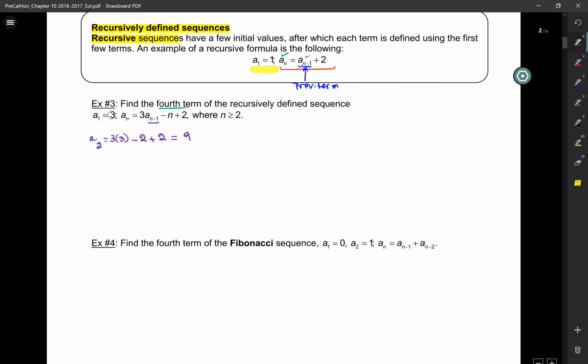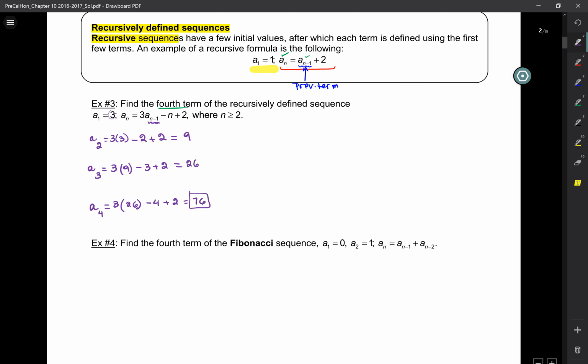All right, now let's see what A3 is. A3 is 3 times the previous number, which was 9, minus n plus 2. So 27 minus 1 is 26. And now for A4, that's the big one, that's the one we're looking for. It's 3 times the previous element, 26, minus n plus 2. So this is going to be 76.